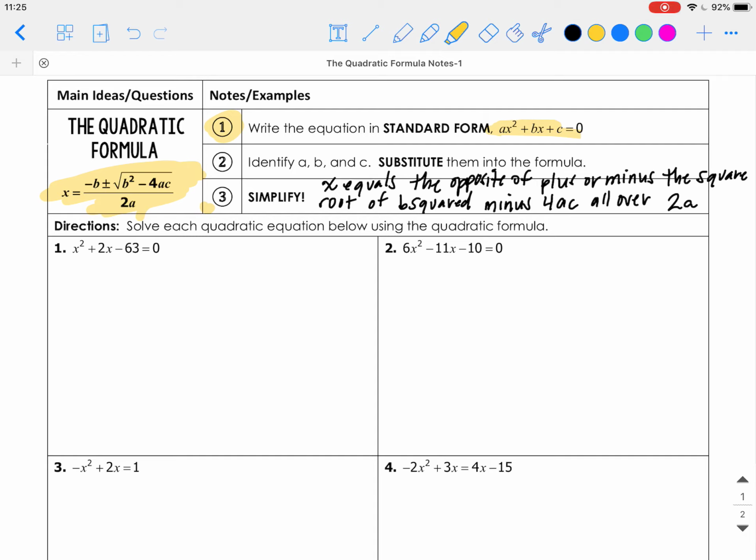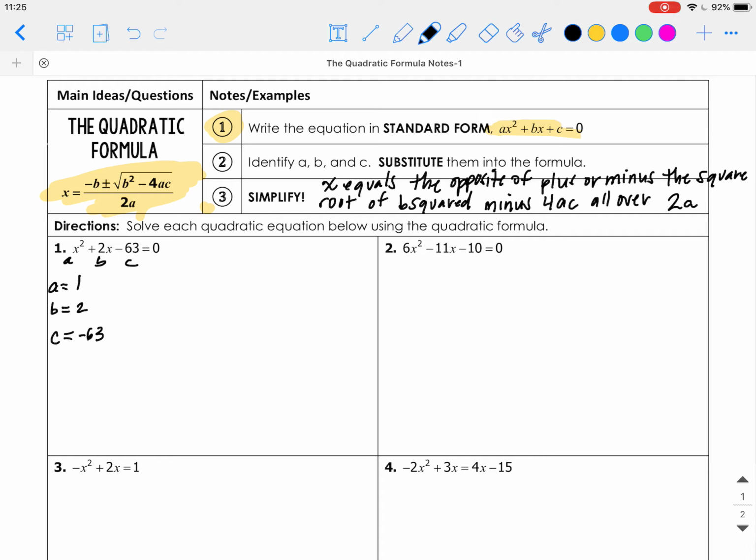Step 2, identify A, B, and C. So what I like to do is you can either write A, B, and C right underneath your equation, or you can label them nicely. So I'm going to do that for you. A is equal to 1, because we know that there's a 1 in front of that x squared. B is equal to 2. And C, be careful with this one, it is going to be negative 63. We always take the sign that's in front of the number we're talking about, okay? Okay, so now we're ready to go ahead and start substituting into the formula.